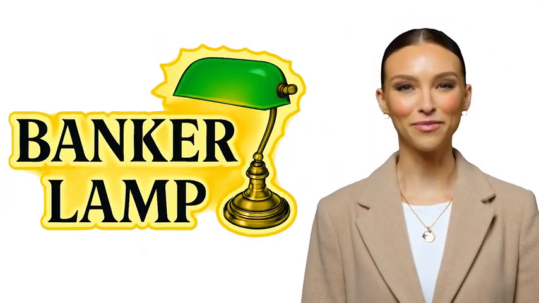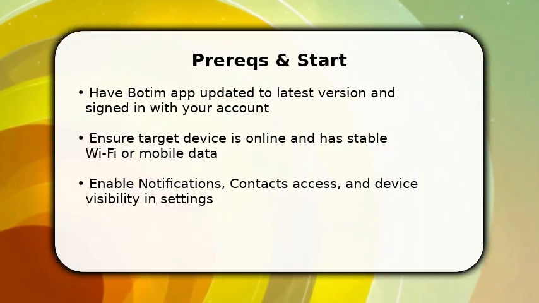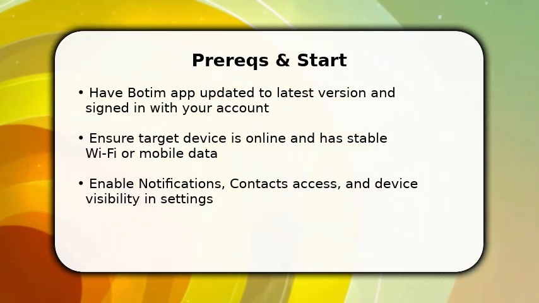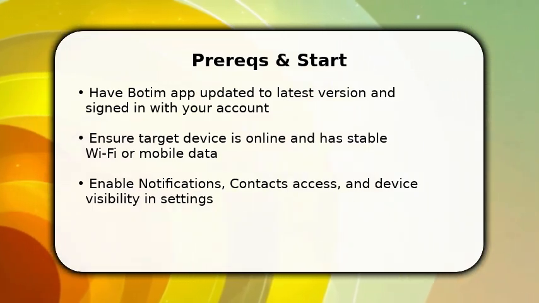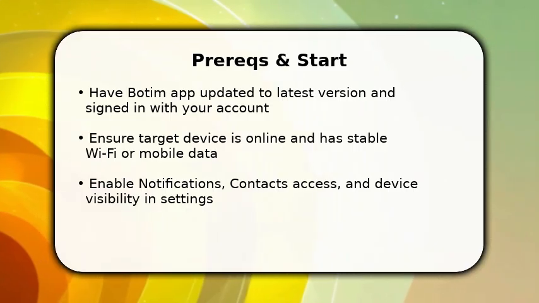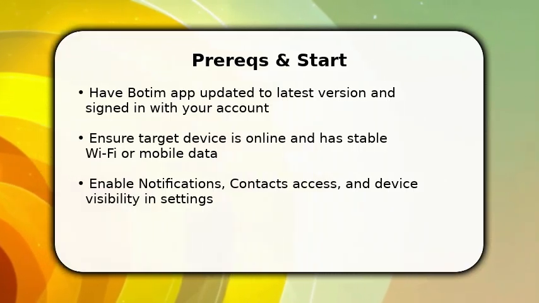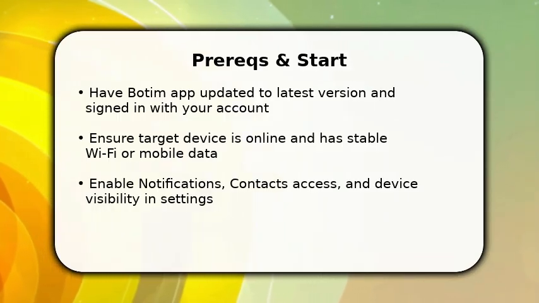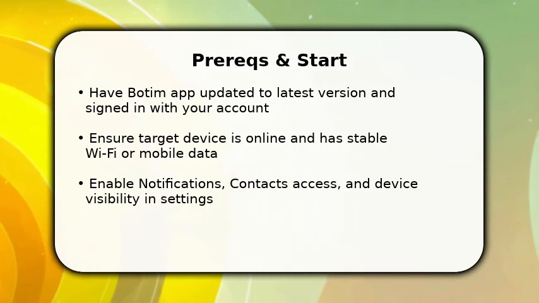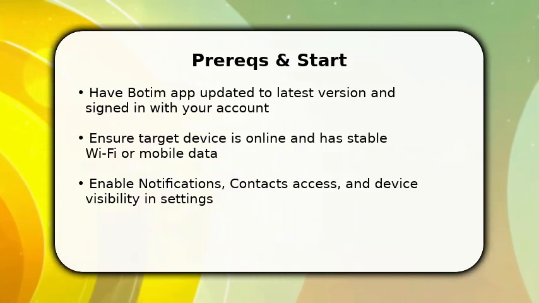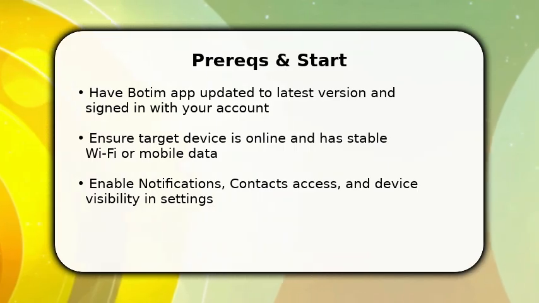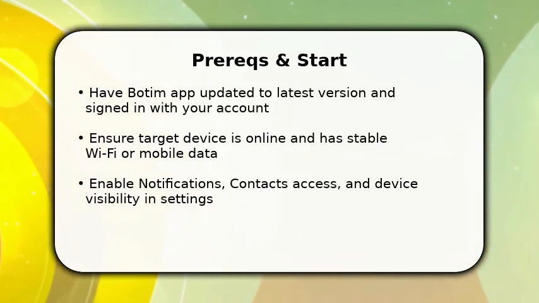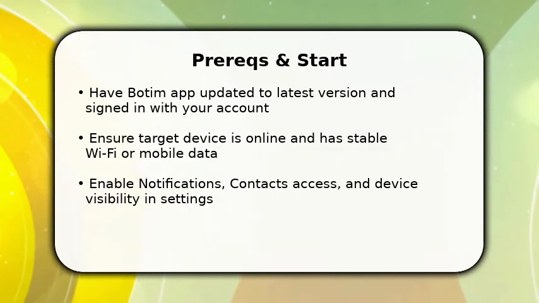Please enjoy the video. You begin by verifying prerequisites so you avoid interruptions. Make sure Botim is updated and you are signed in. This prevents authentication errors. Once done, confirm the target device is online with stable Wi-Fi or mobile data so the pairing can complete. Next, enable notifications, contacts, and any device visibility permissions in the app settings. Without them, the trusted device flow can fail.